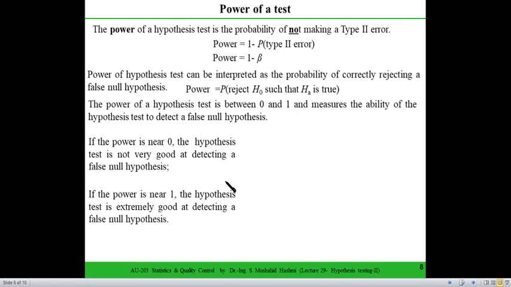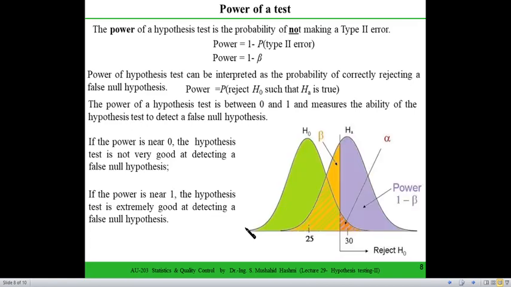So if the power of a test value, or 1 minus beta value, comes close to 0, it means different, and if it is close to 1, it means it is different. And if you visualize everything on one single diagram, that would be very interesting.